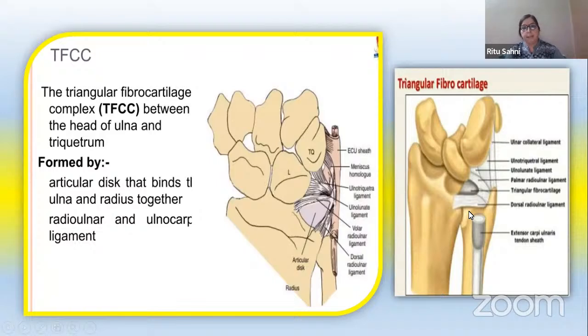The extensor carpi ulnaris tendon sheath also comes towards that area. So patients who have pain while doing extension have it towards the ulnar side. That can be because of the TFCC, because of an adhesion, or some restriction, such as after arthritis when the patient has pain. So that can be the cause of their pain: the triangular fibrocartilage.